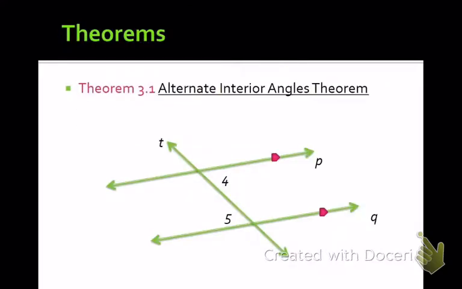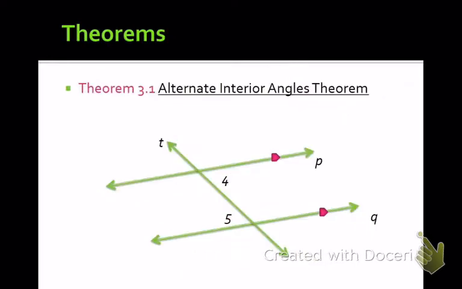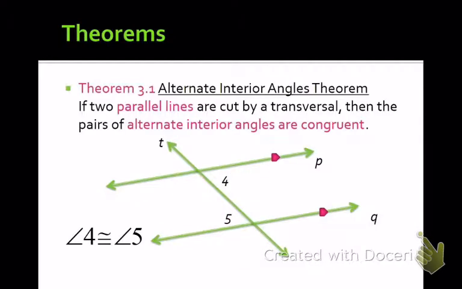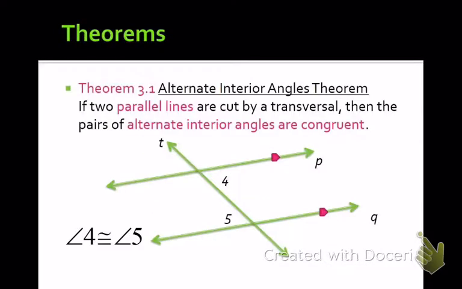If you take a look at alternate interior angles, they are also the same. The alternate interior angle theorem says that if two parallel lines are cut by a transversal, then the pairs of alternate interior angles are congruent. So 4 and 5 here, or 3 and 6, are alternate interior angles too, and they're still going to be congruent. Okay?